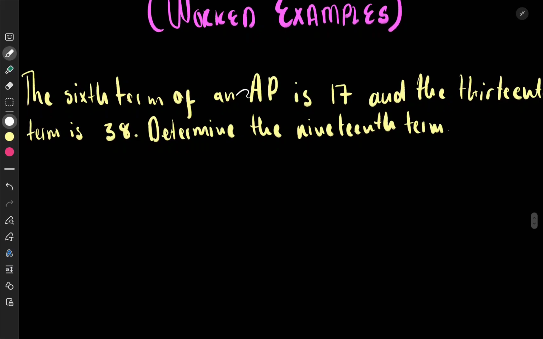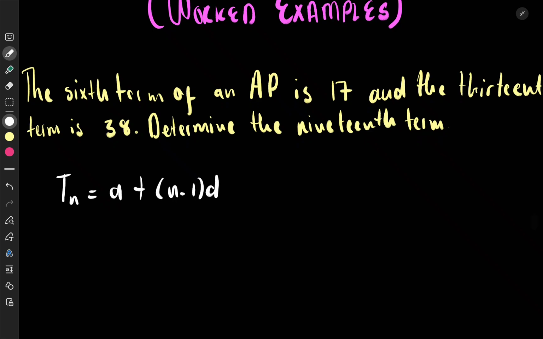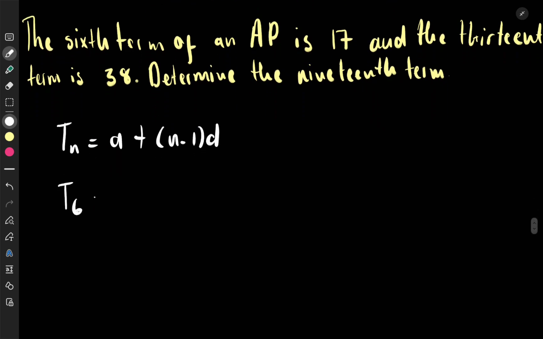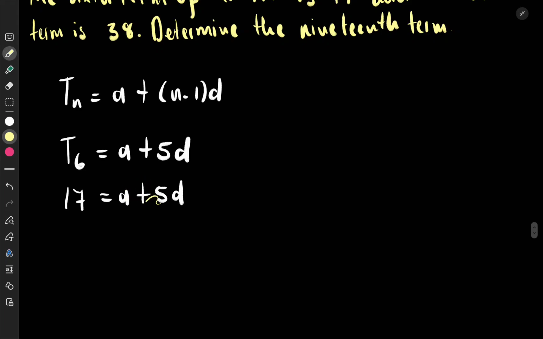So here they say the 6th term of an AP. How would we find the 6th term? For an AP, Tn is equal to A plus (n minus 1)D, right? So the 6th term, term number 6, will be A plus 5D. And they say that the 6th term is 17, so we can say 17 is equal to A plus 5D. Look at how important this is. This is beautiful. And we can have A as the subject: 17 minus 5D is equal to A, and this is our equation number 1.